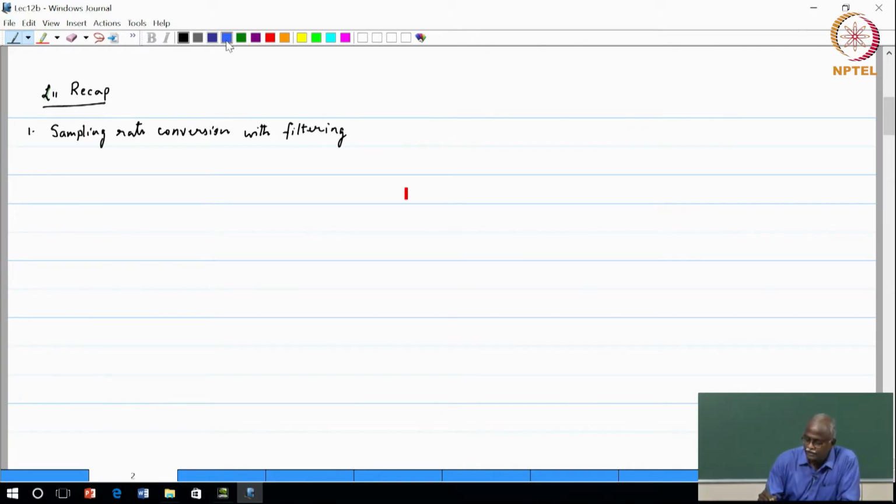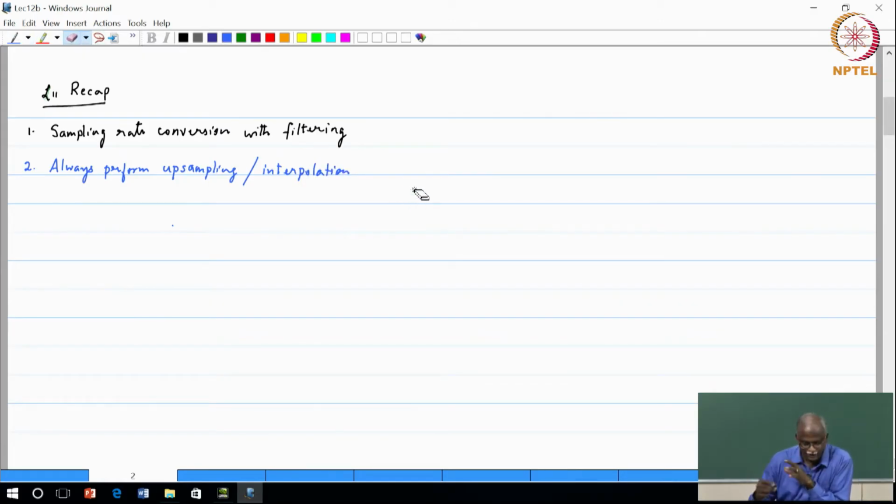Then we also did a fractional sampling rate conversion, where there was both upsampling and downsampling to be done. In this case we also made the observation that the right thing to do is to perform the upsampling first. Upsampling by itself is not complete; with the filtering you should actually call it interpolation. So the combination of upsampling and filtering is what we are referring to, and that should be done ahead of any downsampling. Okay, so that is the second observation, and we showed that if we did it in the other order then it actually gave us some erroneous results.